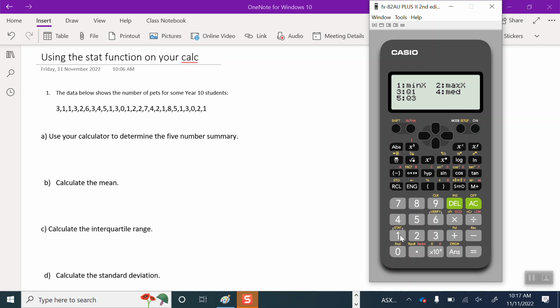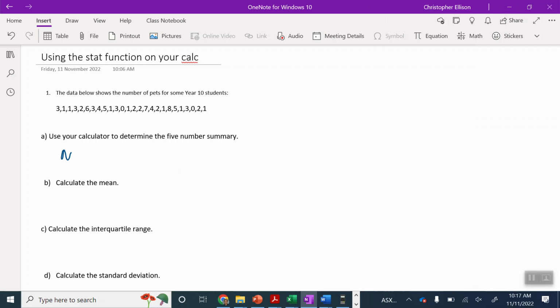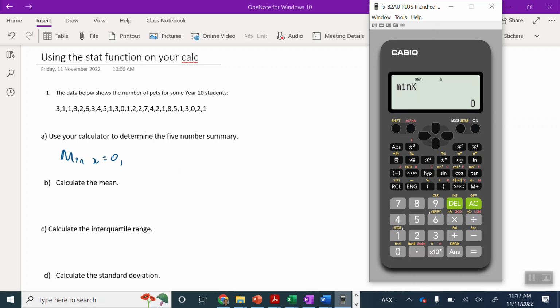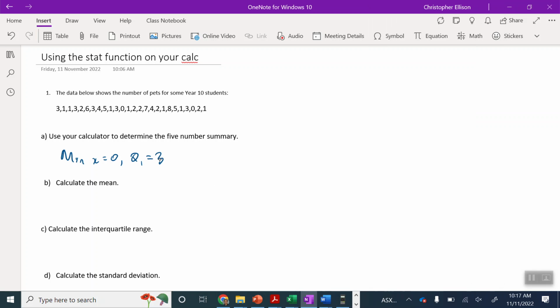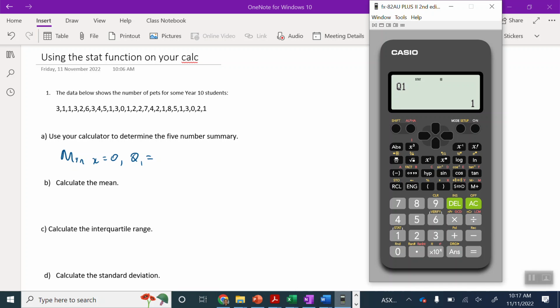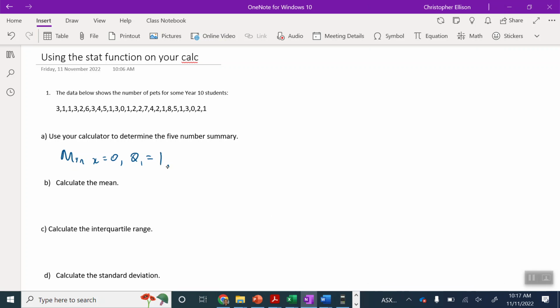So the minimum x, the lowest score, was 0. Okay, so min x is 0. That's our first, and that's pretty straightforward. Shift 1 again, min max again. Our Q1 is our next one, that's 3. Okay, Q1 is equal to 1. Good.